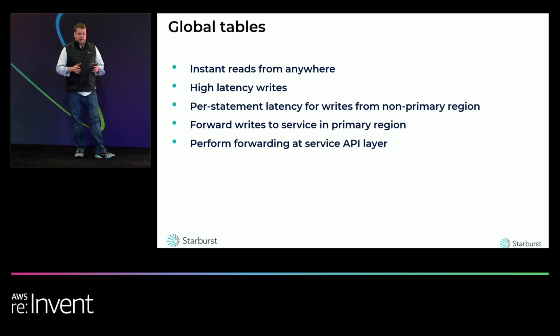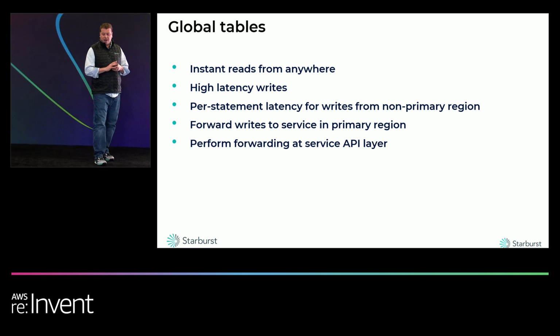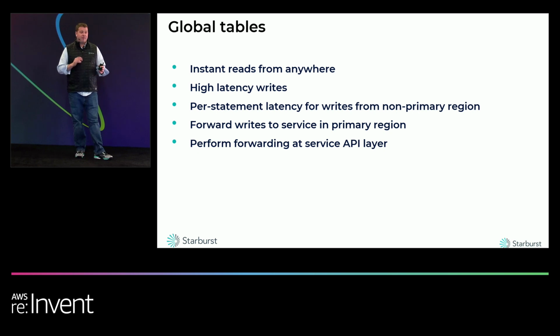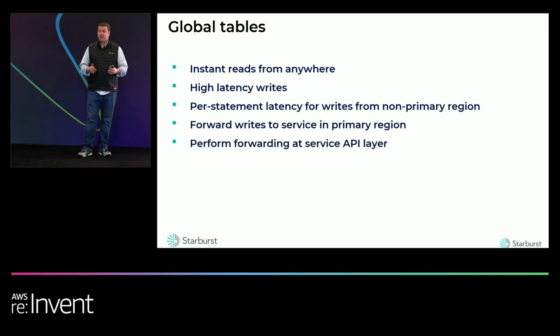The other piece here is global tables. CockroachDB helps us handle geo-distributed data. They have a variety of ways to help us with this, and each has certain trade-offs that we had to consider as we were building Starburst Galaxy.